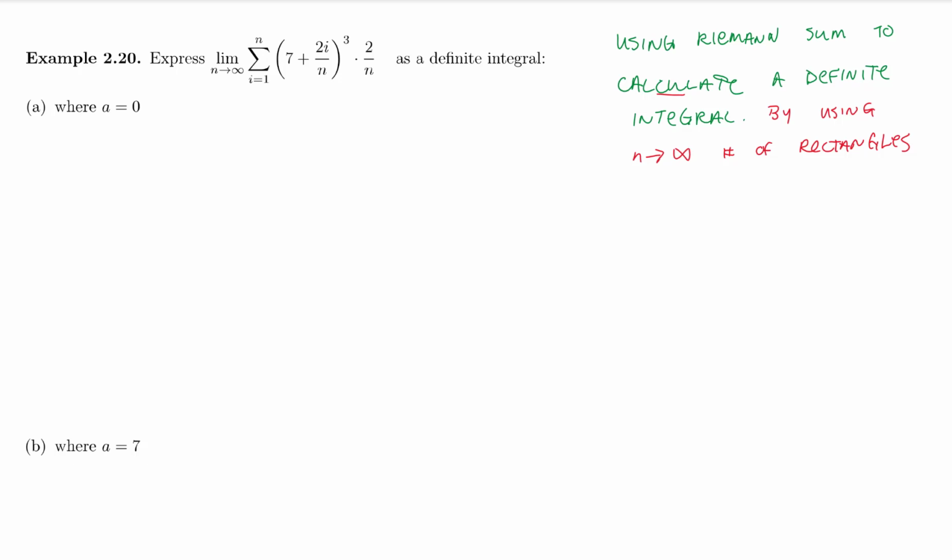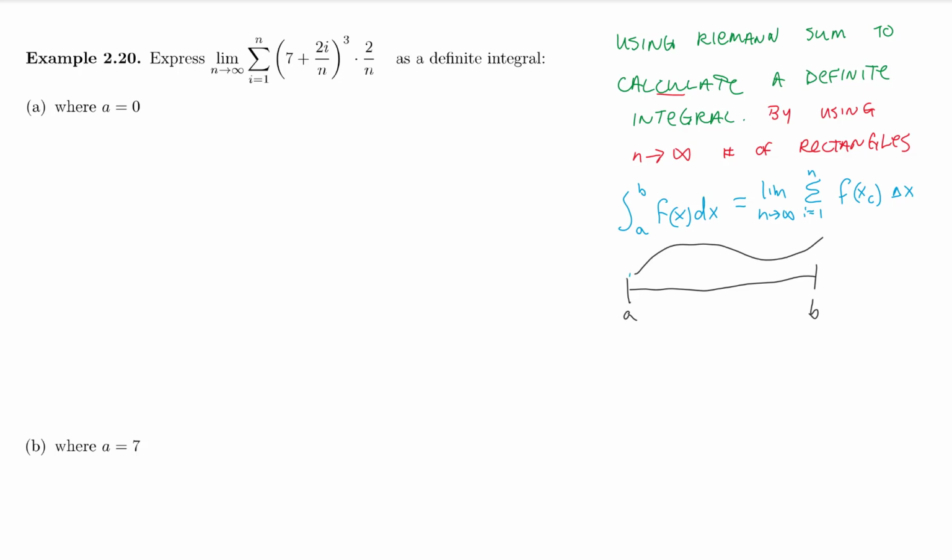All right, another piece of information that we're going to need to know here is that the integral from a to b of f of x dx can be calculated by taking the limit as n goes to infinity of the Riemann sum, i equals 1 to n of f of x sub c times delta x. That is very confusing. What is going on here? What we're saying is that if we find the integral of some function from a to b, we are trying to find the area underneath that curve, and the way that we're going to do that is by using Riemann sums.